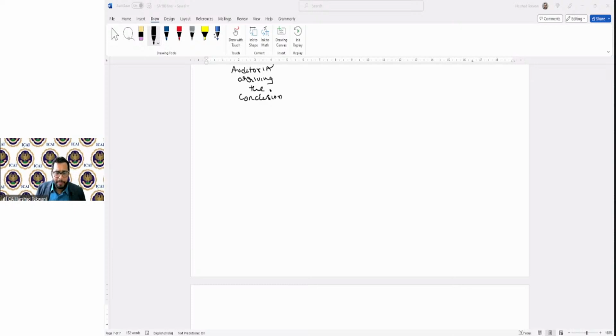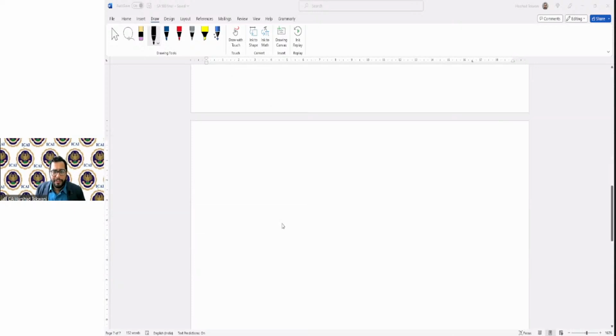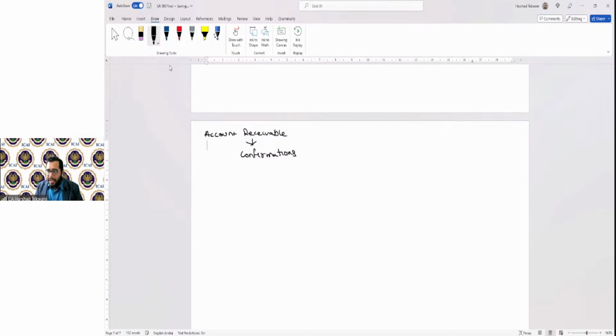Let's say, for example, accounts receivable. When I talk about accounts receivable, what I'll do is I'll get the confirmations. These confirmations will help me to understand whether the accounts receivable are good or not. And accordingly, these confirmations will form audit evidence.